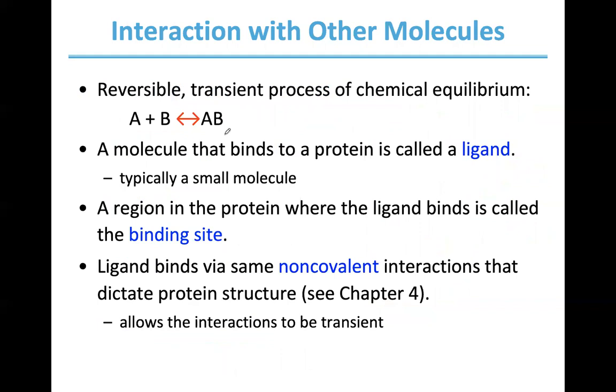Okay, so ligands. Ligands interact with other proteins, and so the molecule that binds to a protein is known as a ligand. And generally, it's a small molecule. And the region in the protein where this ligand binds is called the binding site.